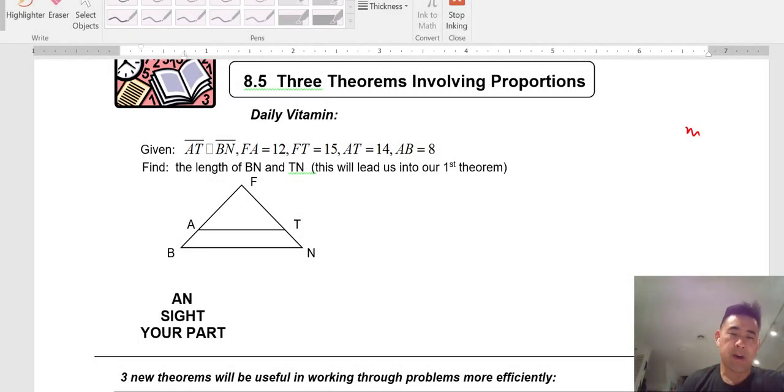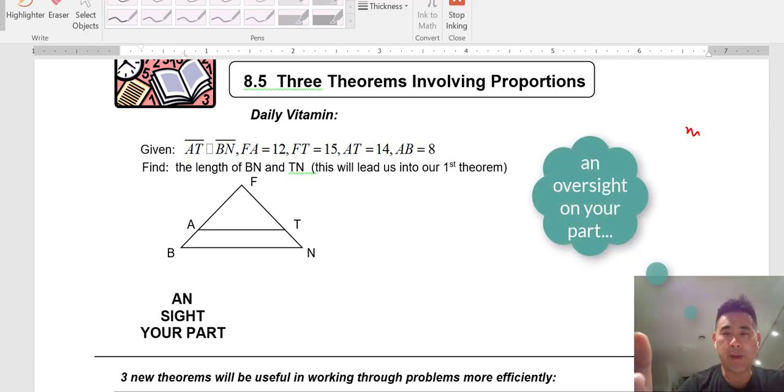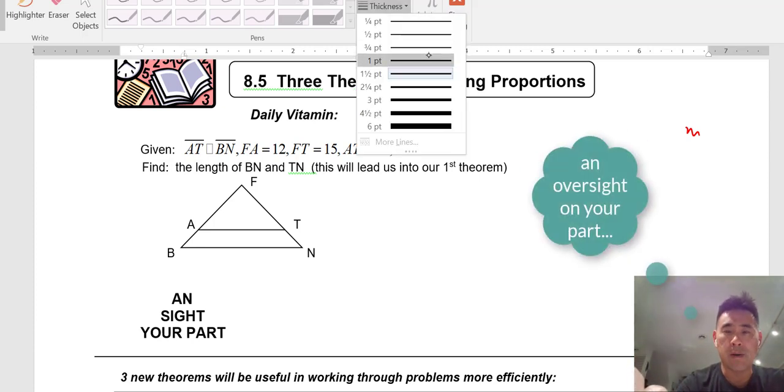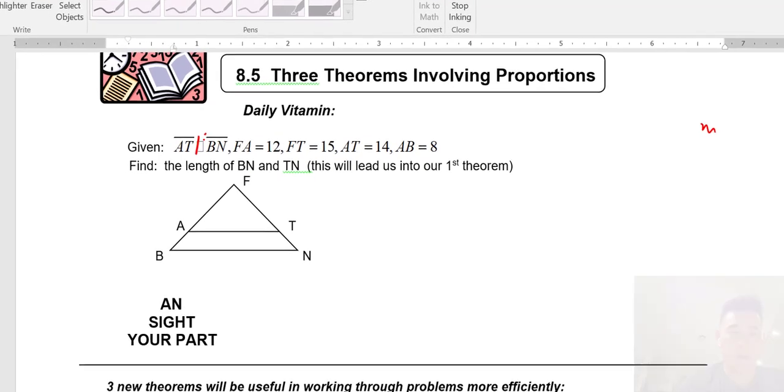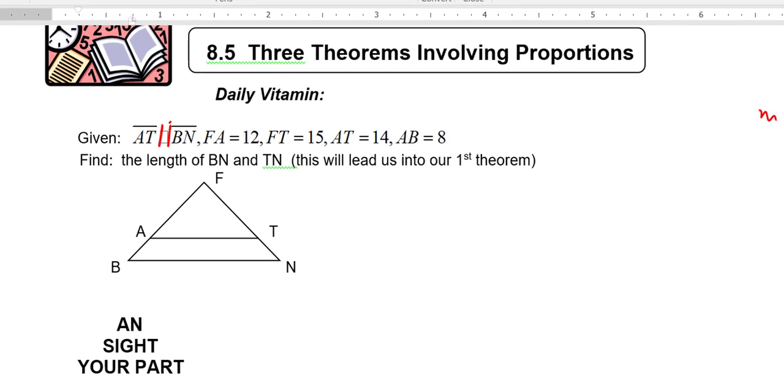Okay, I'm going to start 8.5 here with a problem that we've been doing. The problem looks like this. AT is parallel to BN, which means you have some similar triangles there. FA is 12, FT is 15, AB is 8, and let's find TN. Let's call it X. So in what we know up till now, you would do it like this.